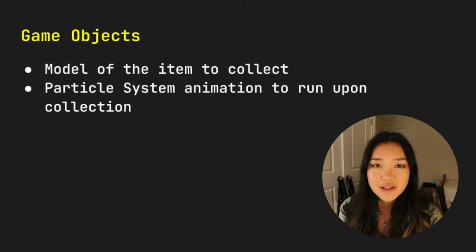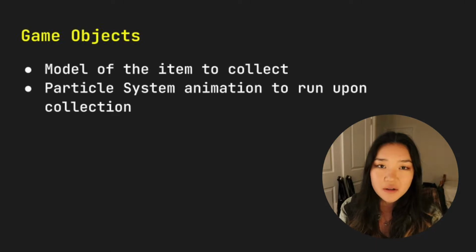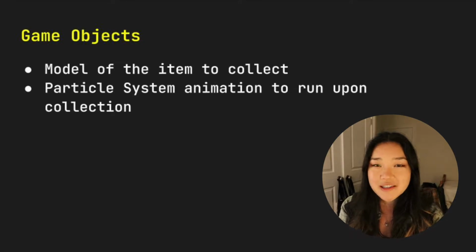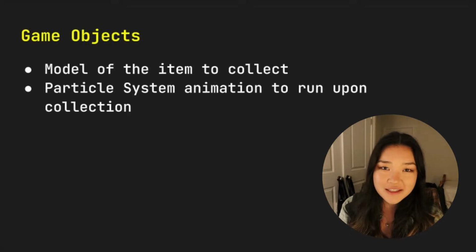So you're going to need two different game objects. The first one is a model of the item that you're going to collect. I'm going to be using a coin, but you can use whatever you want. And then also a particle system animation that'll run once you've collected your item. I'm not going to show you how to create either of these. I think you can do it on your own, but I will have all the settings for my particle animation show up on the screen once we get there.